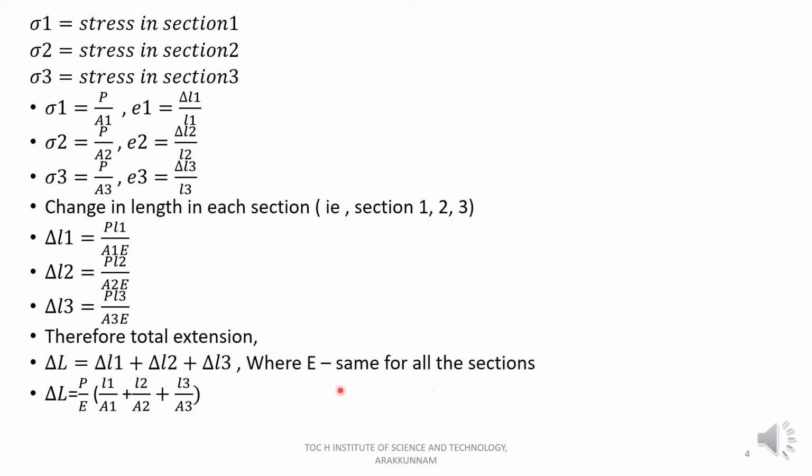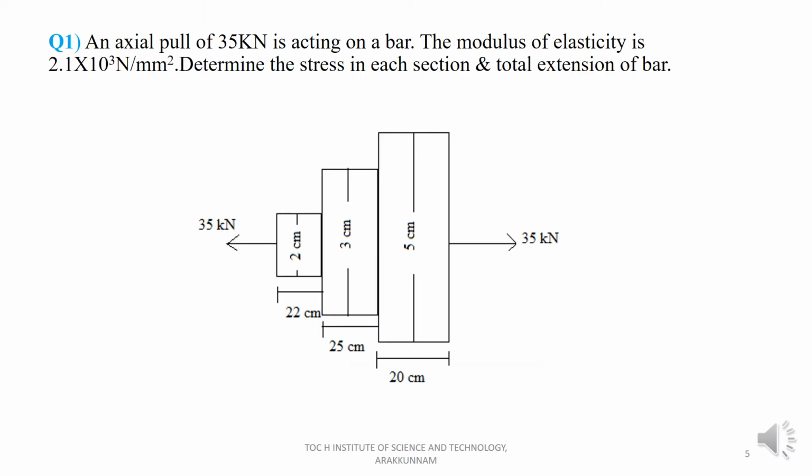And if Young's modulus is different for the sections, we cannot take E outside. Then the equation will be P into L1 divided by A1 E1 plus L2 divided by A2 E2 plus L3 divided by A3 E3, which is the equation for the total deformation of the bar. Now let's discuss a problem.